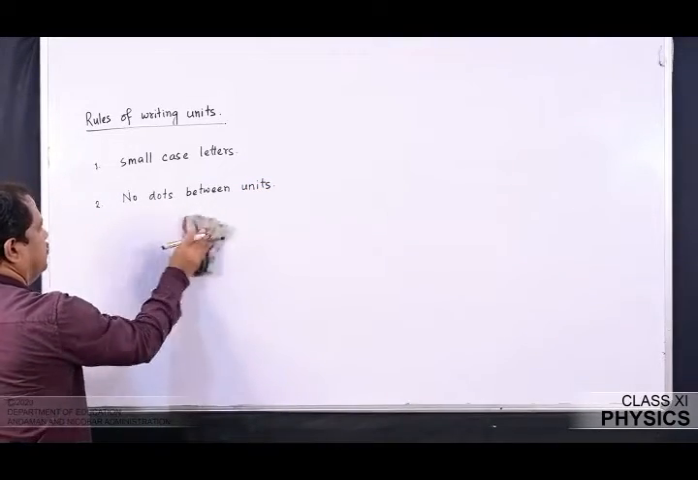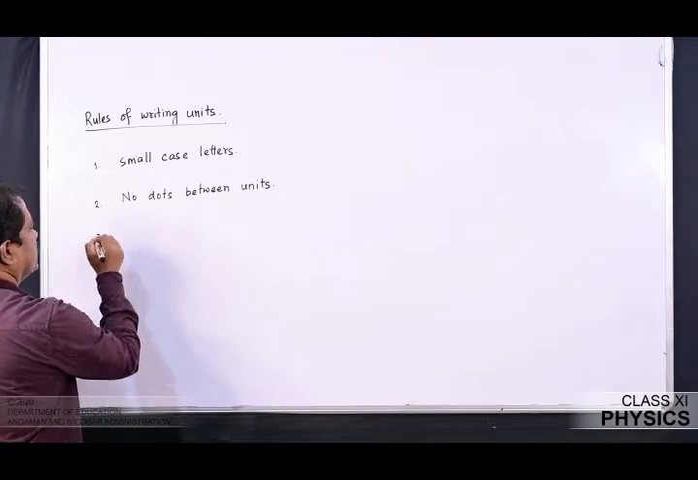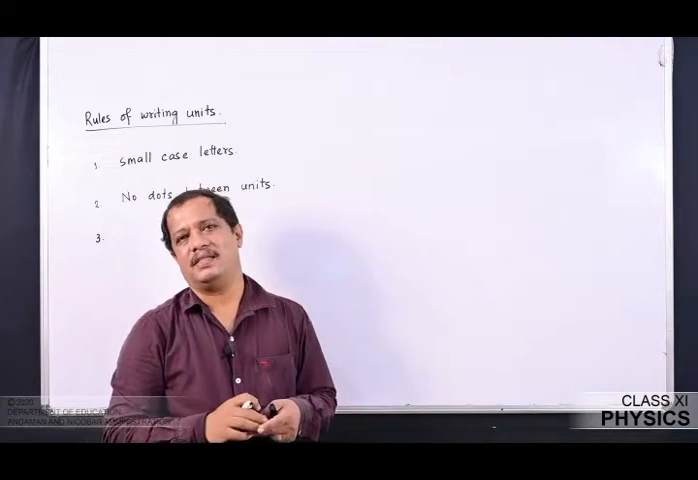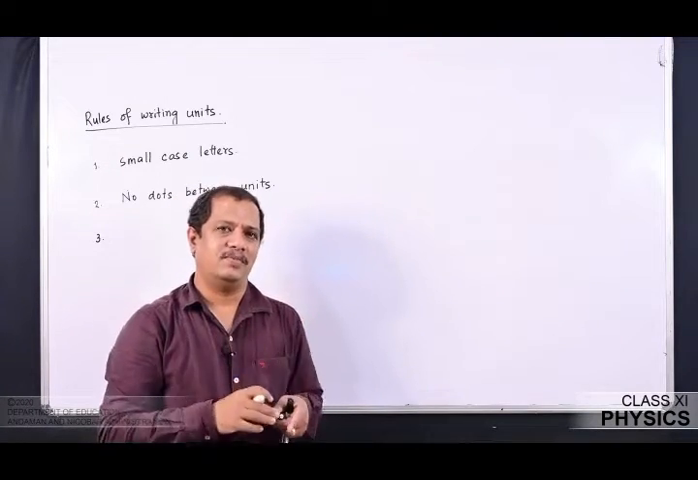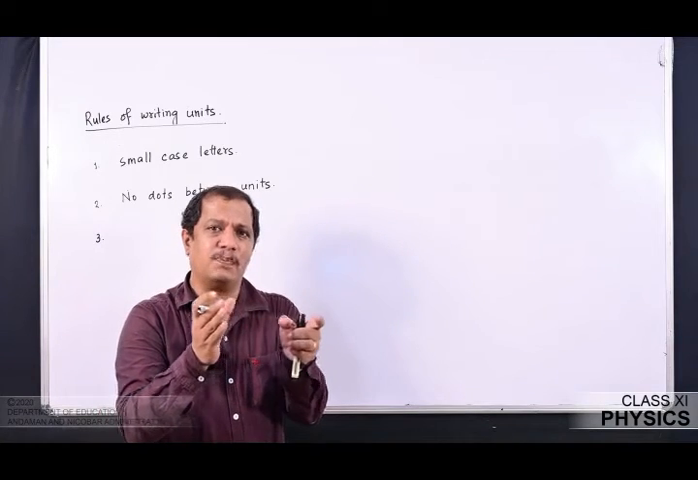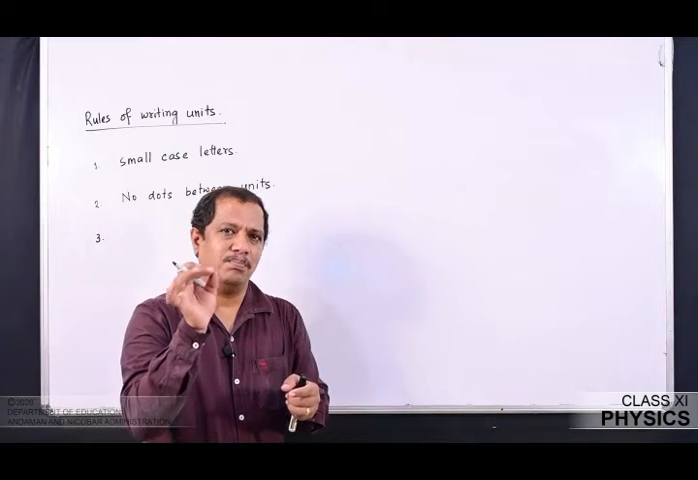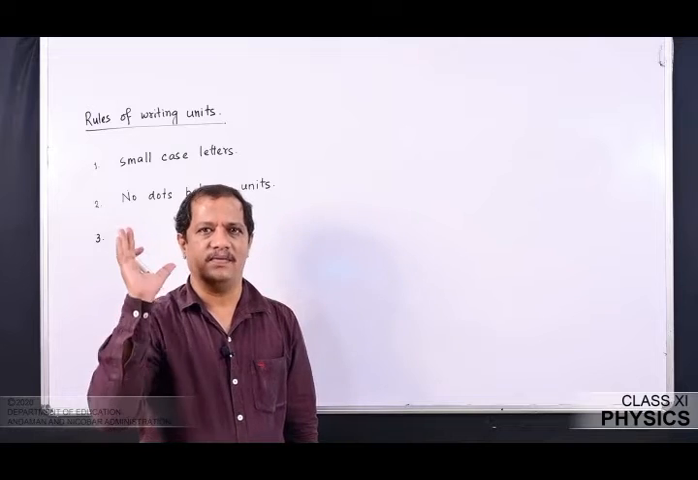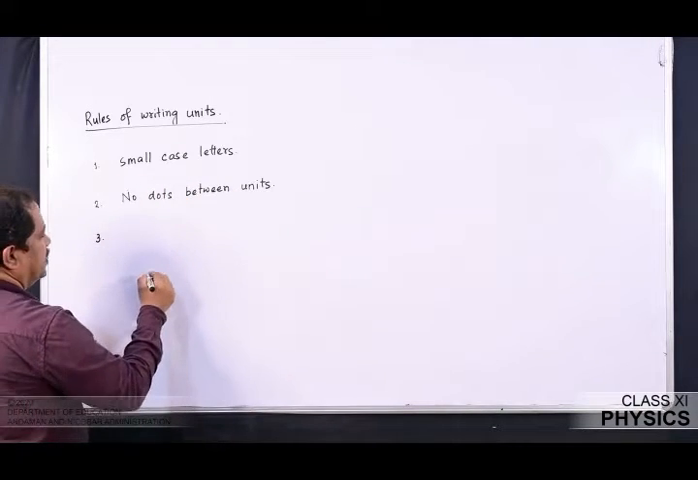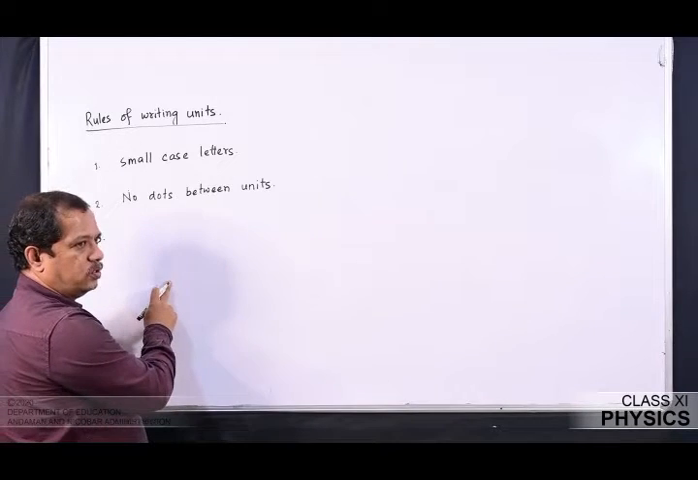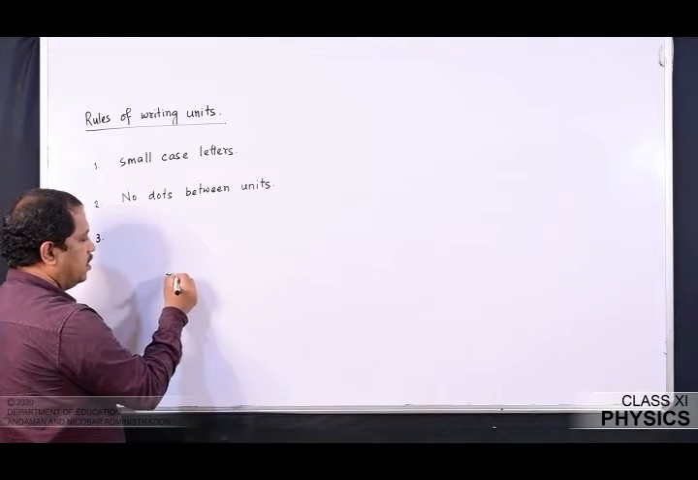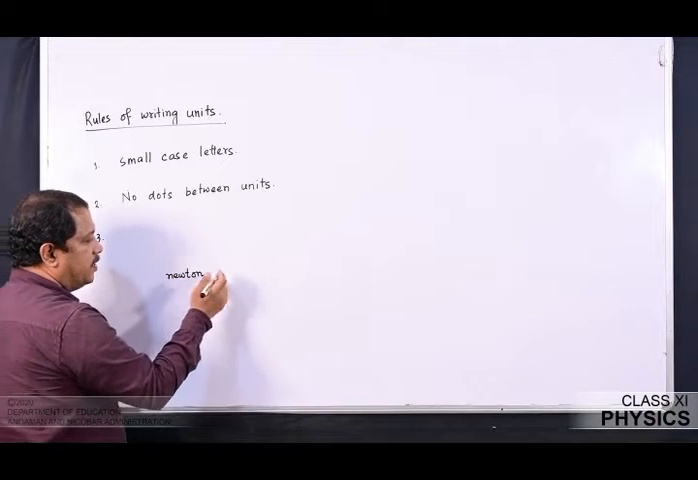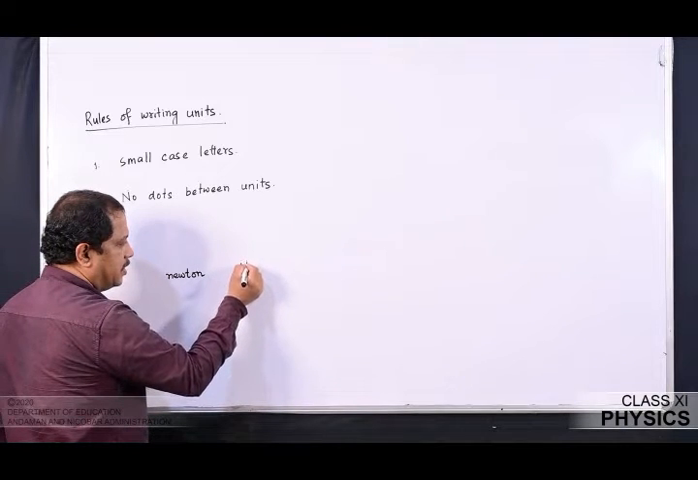Okay. Third, at times we will use the names of the scientists as units. So, while writing the names, if I write the name in expanded form, then it is compulsory that all the letters must be written in lower case only. Example, if I say newton is the unit of force, and if I write in expanded form, then I will write like this. And if I write in abbreviated form, in that case I will be writing a capital letter.